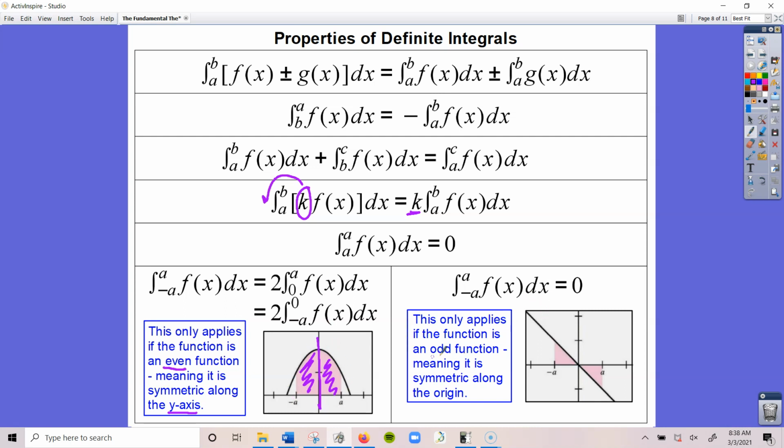Now an odd function means that it is symmetric along the origin. So if you're integrating from negative a to a, then that means that the area above the x-axis is going to equal the area below the x-axis, and therefore that area would equal 0.